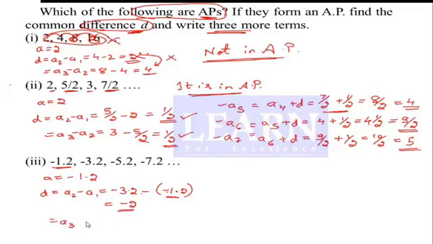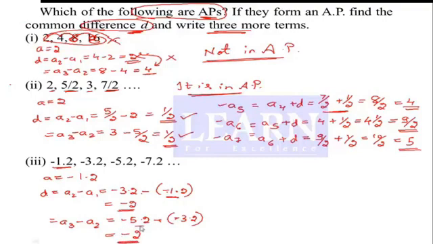And we'll check for the next difference. A3 minus A2. What is the value of A3 here? It is minus 5.2 minus of minus 3.2. Minus of minus, again it becomes plus. Minus 5.2 plus 3.2 gives again minus 2.